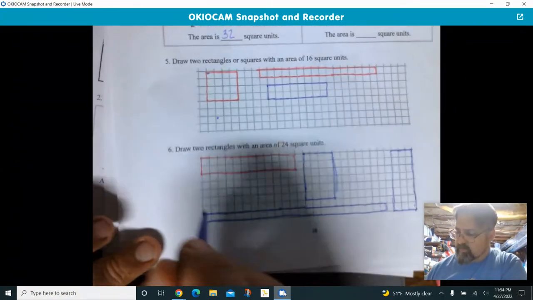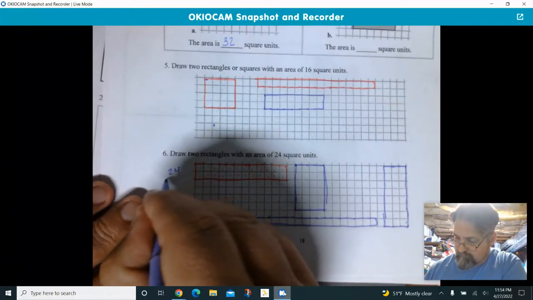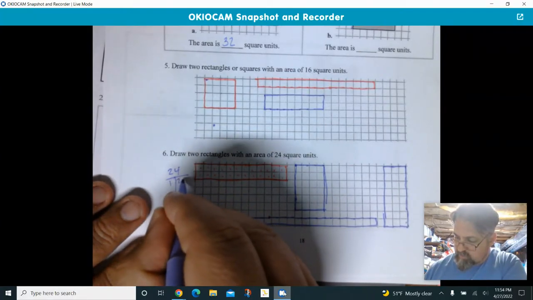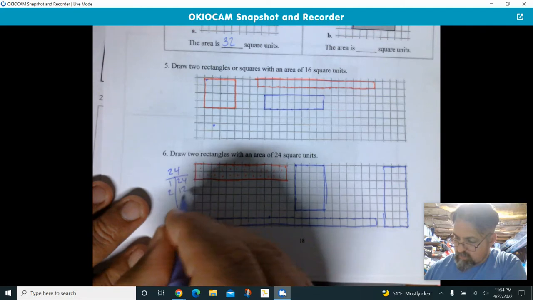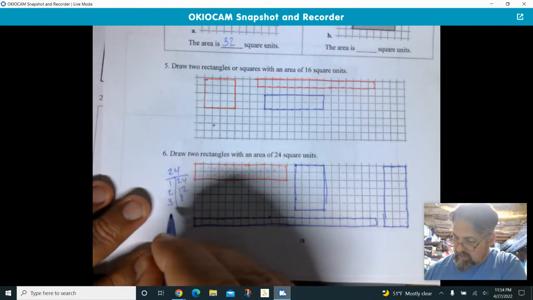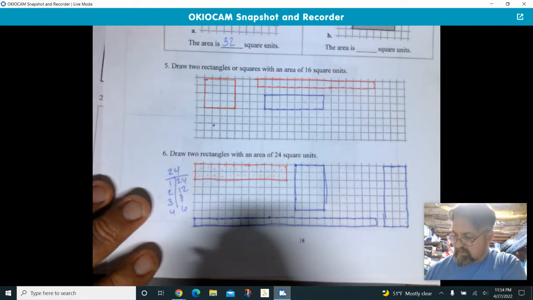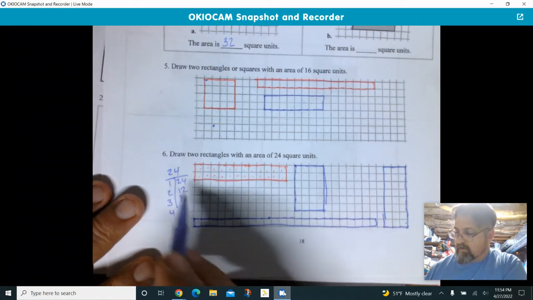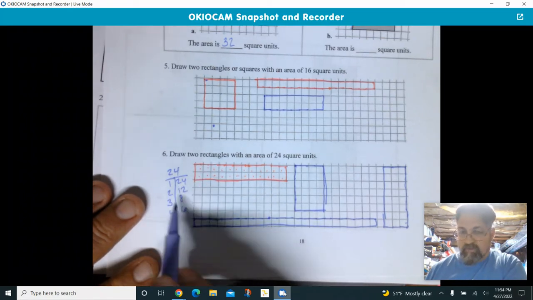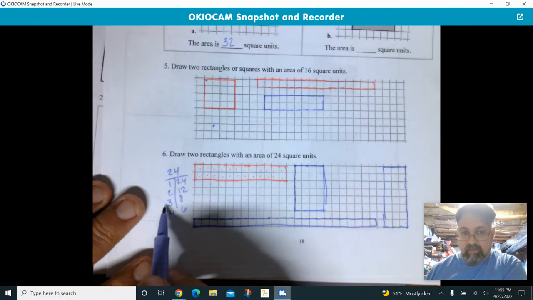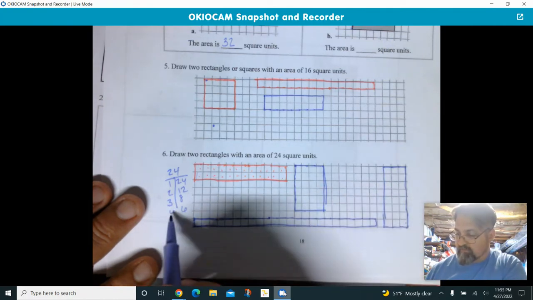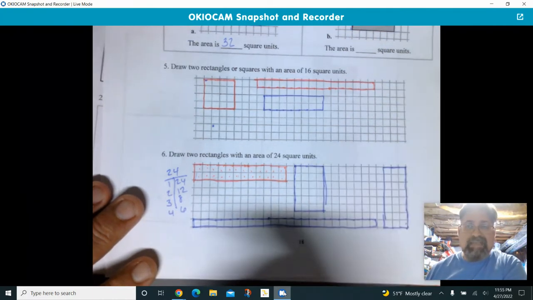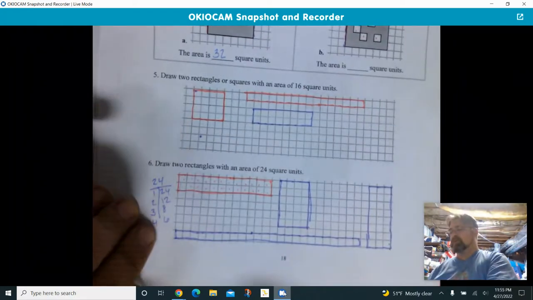Because if you take your factors of 24, 1 and 24, 2 and 12, 3 times 8, 4 times 6. That's got it. Anyway, any 2 of those will work.